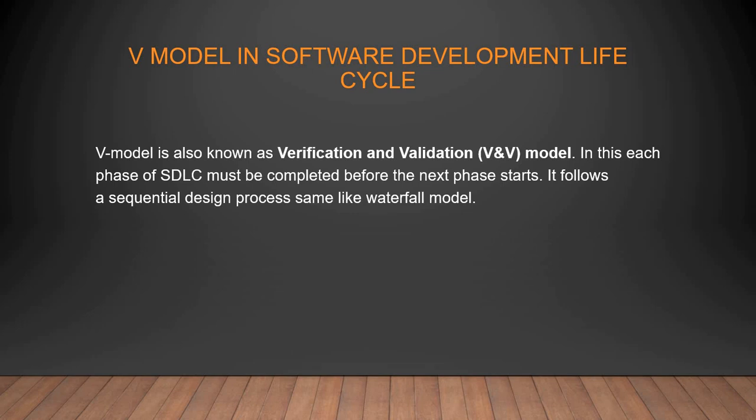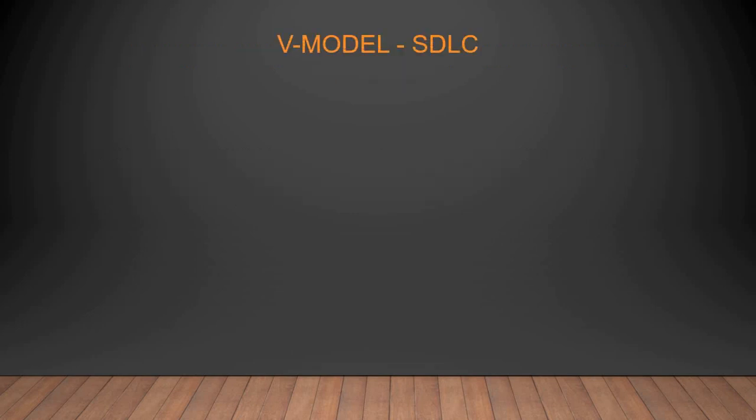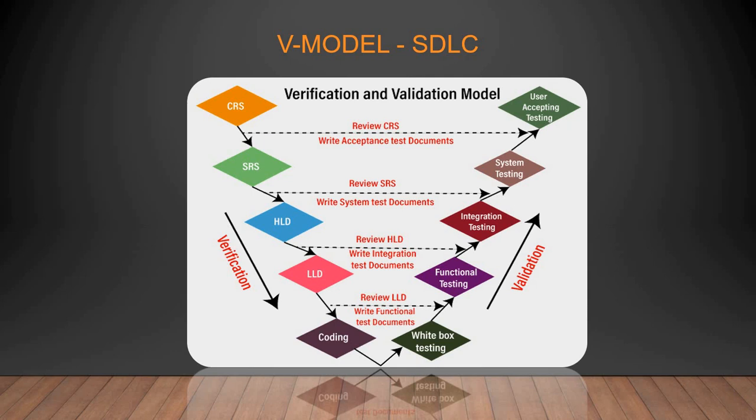In this model, first of all activities go in the downward direction, and at one point in time, it starts moving in the upward direction to reuse the test document for the testing process and forms a V shape. Hence, it is known as the V model. So we'll explain to you about V model for each and every phase one by one.